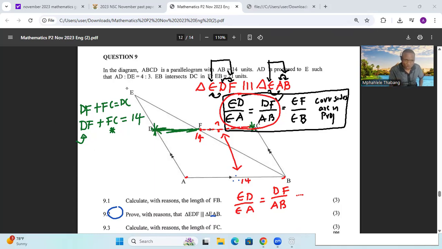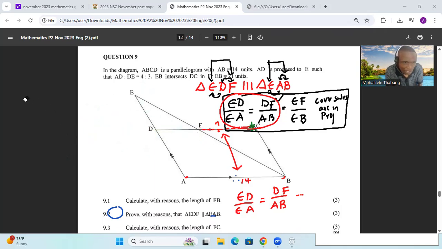So what I'm going to do is this. Remember, this information here is going to be important. We are told about AD over DE. So they are saying AD over DE is 4 over 3. So AD, I'm going to say it's 4x. Just put an x next to this 4. And then DE, I'm going to say it's 3x.